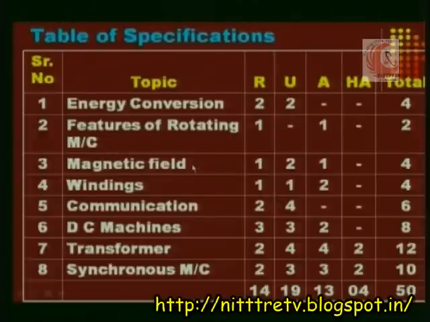Say if I take this third chapter, magnetic field, this says out of these 50 marks, 1 mark will be for remembering level. Maybe you say list anything, maybe you say name this thing. 2 marks are given to the understanding. You may say derive, you may say compare, like that. 1 mark for the application, and total 4 marks are given to this chapter.